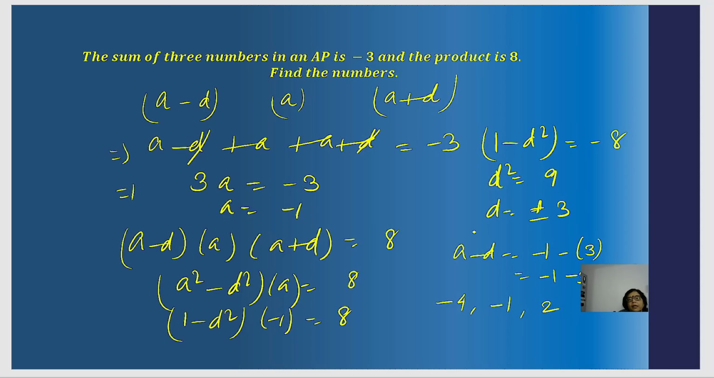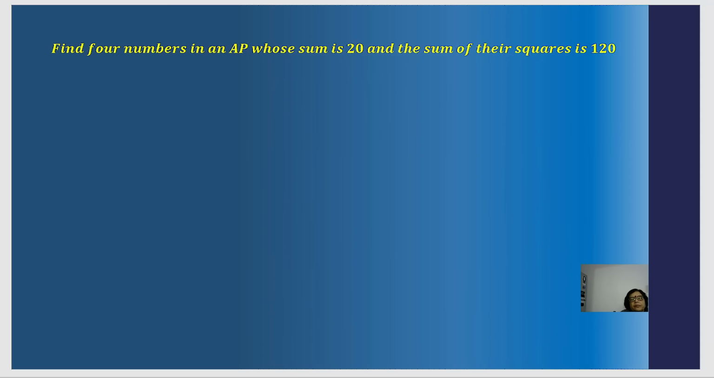And if we take negative 3, in that case the order of the terms will reverse. So the first term will become 2, next is negative 1, and then next is negative 4. So these will be the terms of this particular AP.